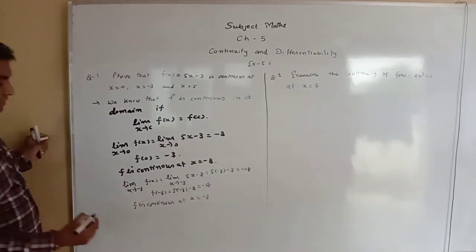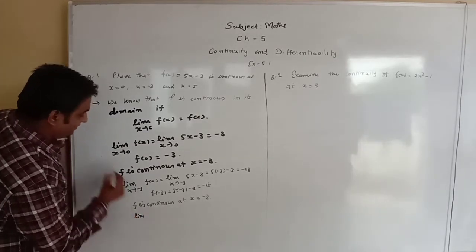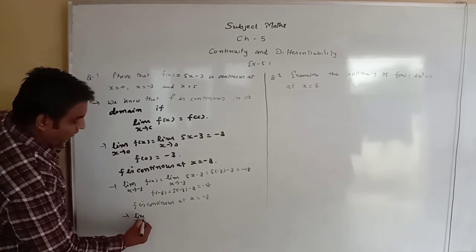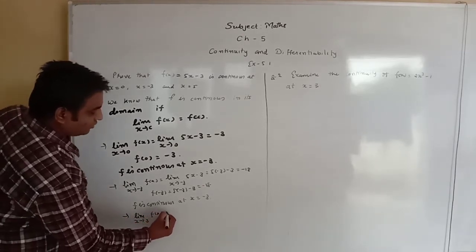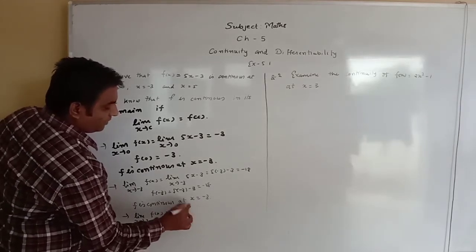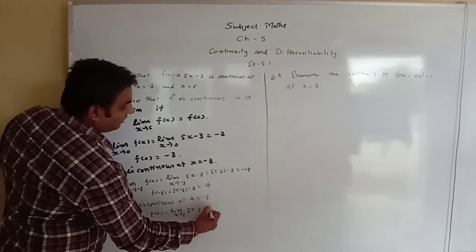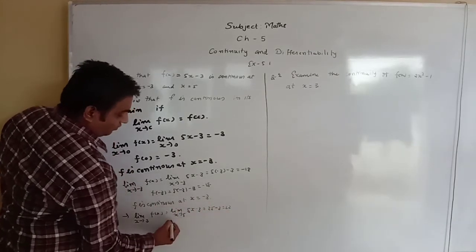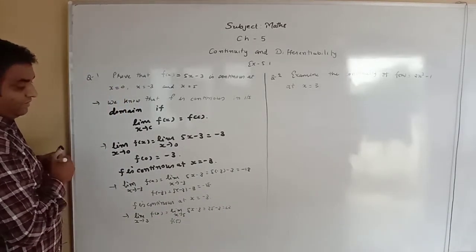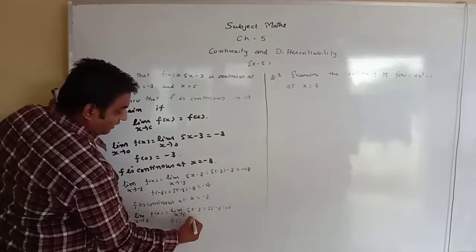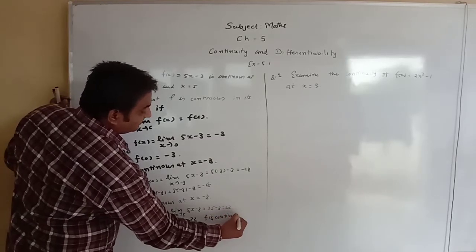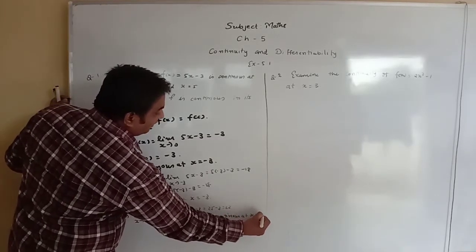and if we take limit x tends to 5 of f(x), equals limit x tends to 5 of 5x minus 3, which means 25 minus 3, that is 22, and f(5) also we can see is 22, and so f is continuous at x equals 5.